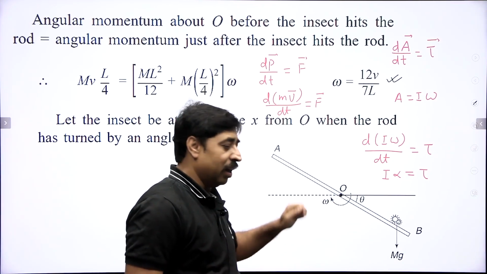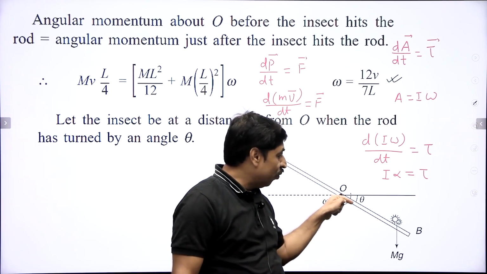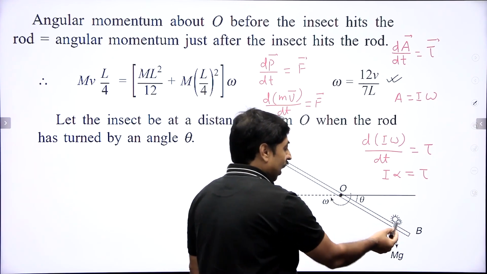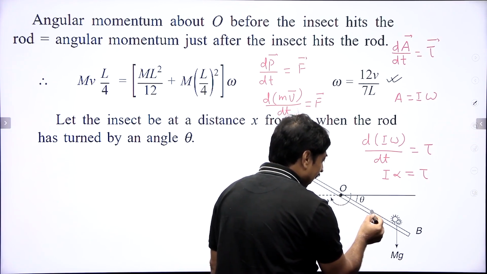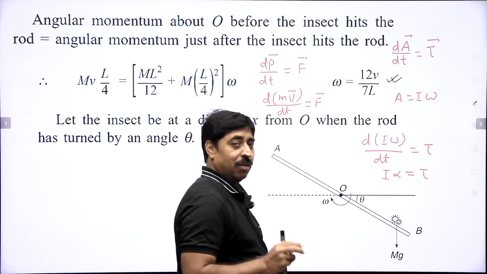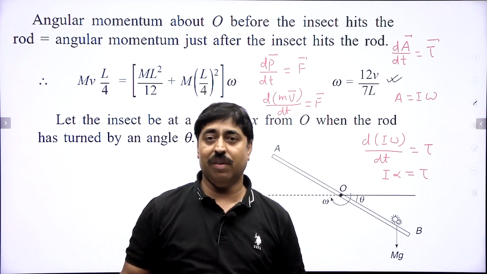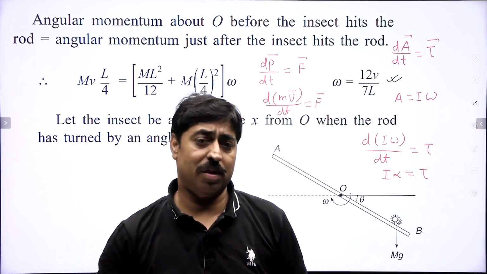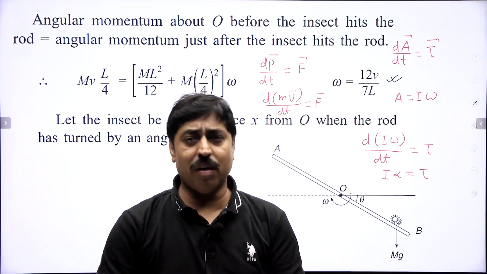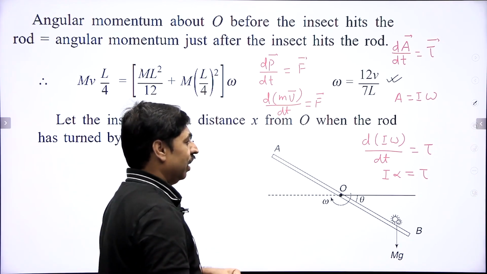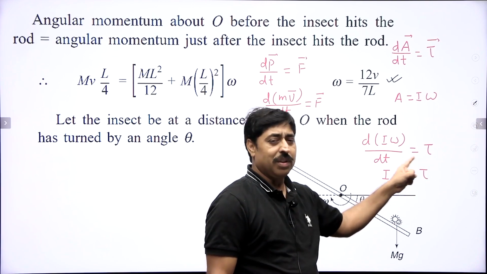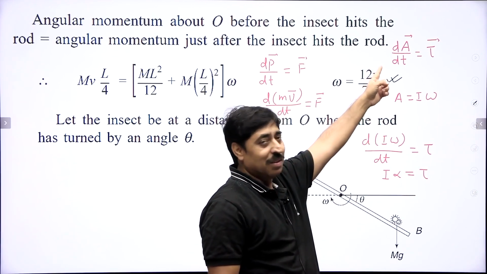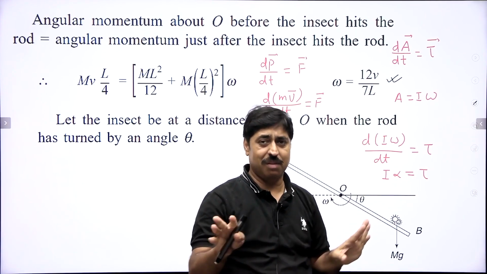But in this particular case, as the insect moves away from point O towards end B, this particular mass is getting at larger and larger distance from this axis. So, the moment of inertia is increasing. Can you see that? So, the moment of inertia of the system is not constant here. So, I cannot use this equation in this fashion actually. What I have to use is this equation rather than this equation.